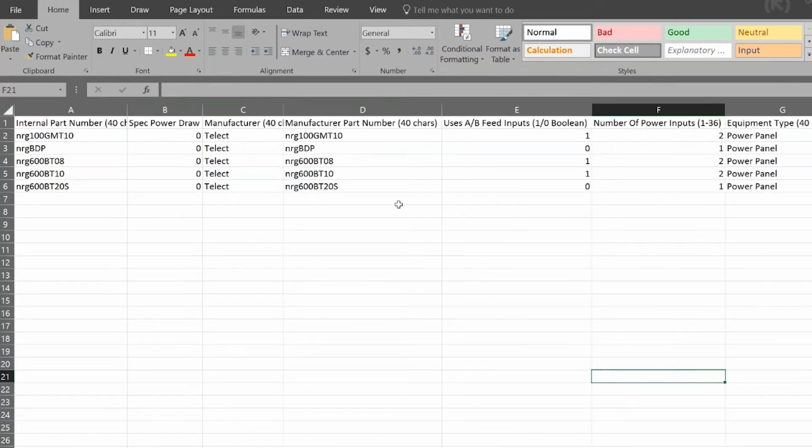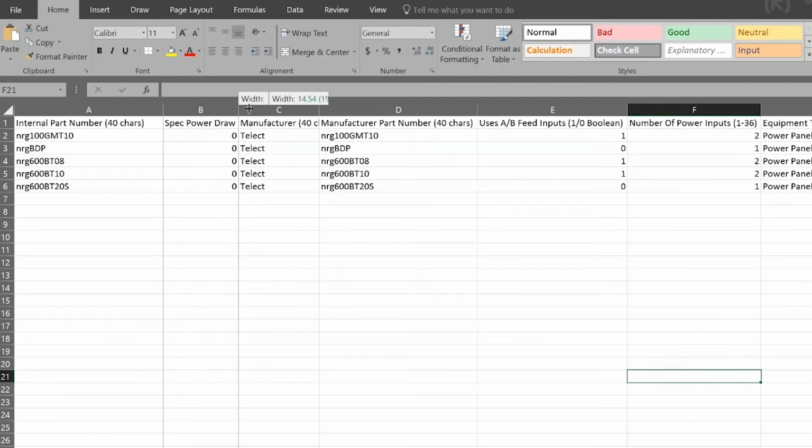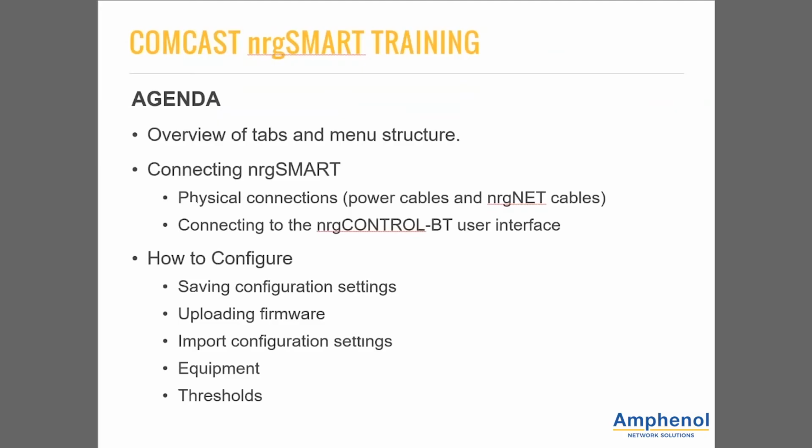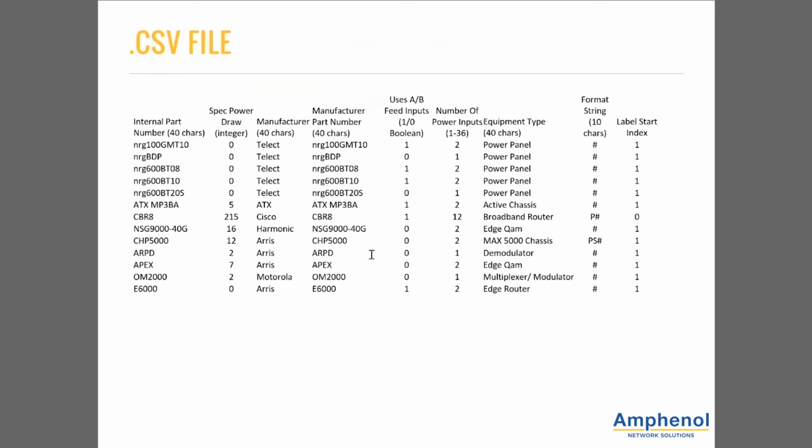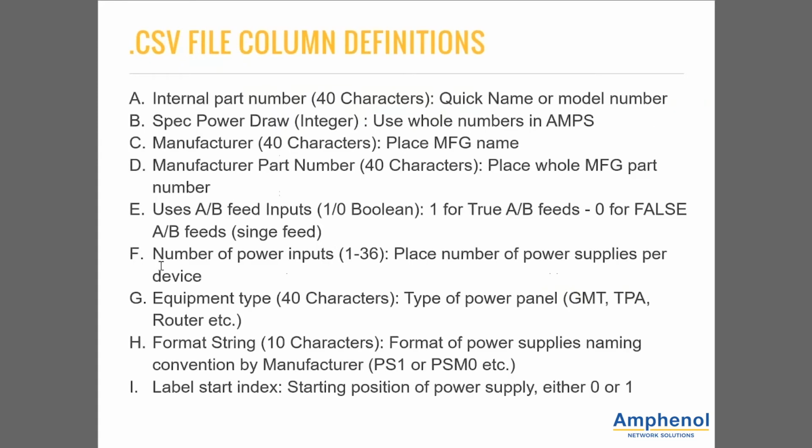So here's the CSV file that we just opened up. And here is an explanation that we're going to post on our website that explains what each column does and how it should be configured. So an internal part number. So what I'm looking at is column A, B, C, D.